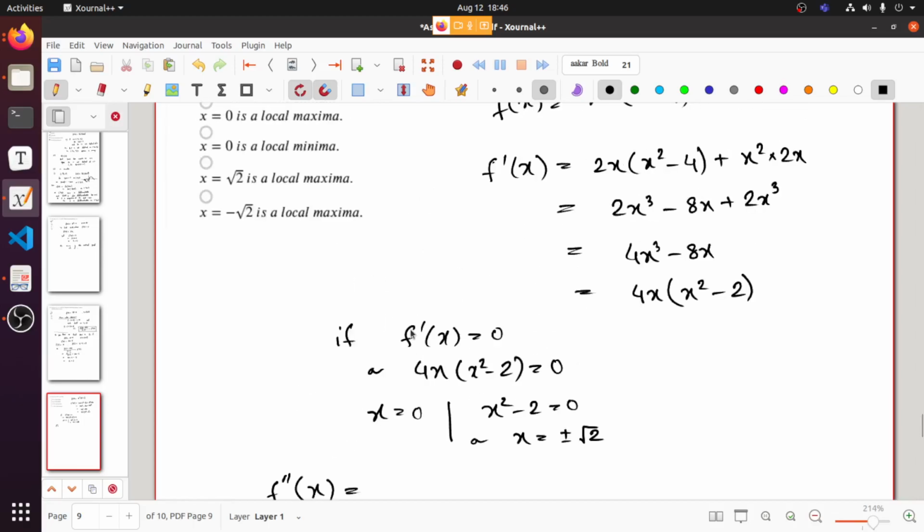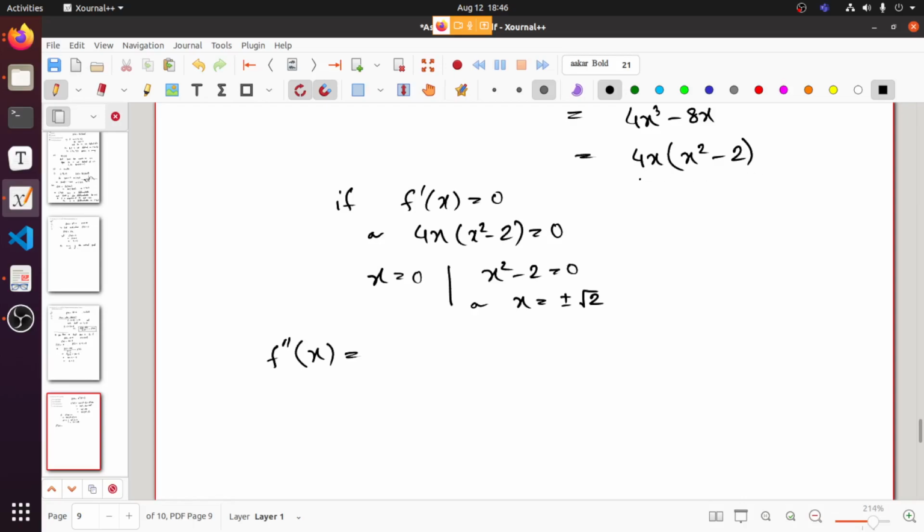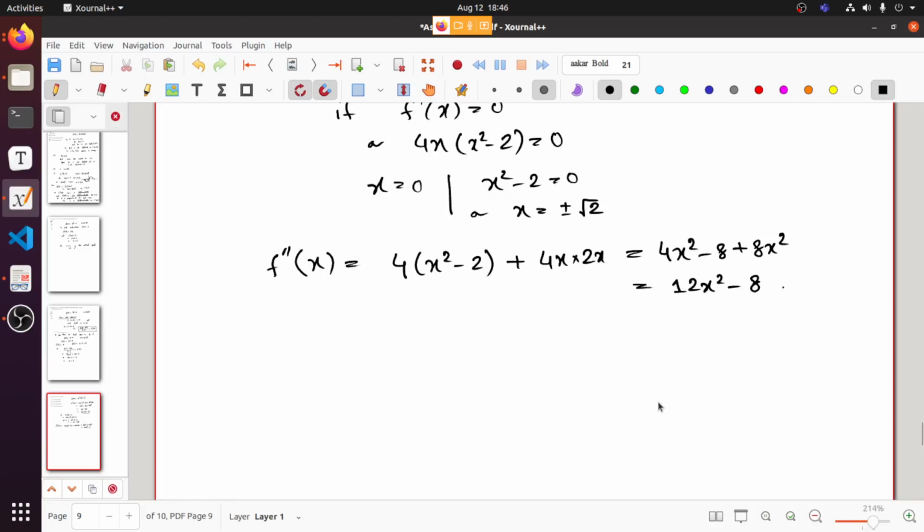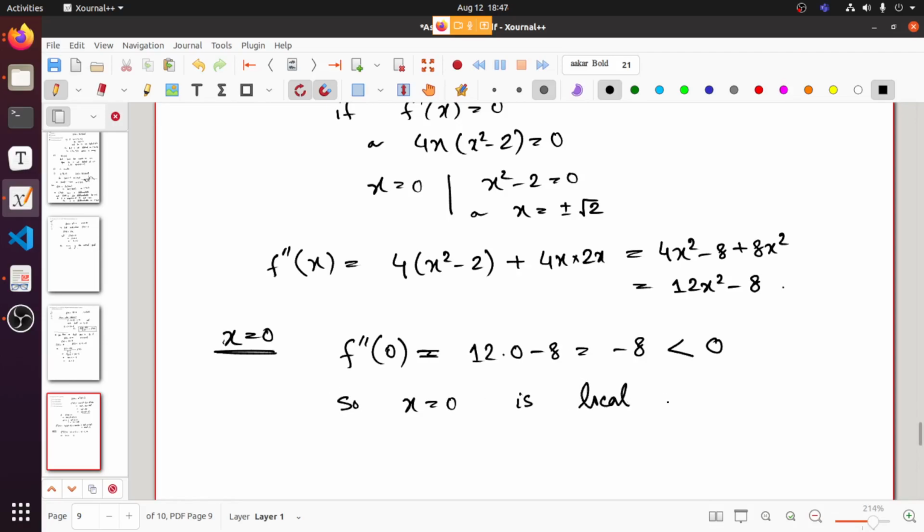So what will be that f double dash x? Because this is f dash x, you find the f double dash x. So it will be 4 into (x square minus 2) plus 4x into 2x, means 4x square minus 8 plus 8x square, or 12x square minus 8. So this is the double dash of x. Now you have to check these 3 points. First check x equals 0. Put f double dash at 0. What will we get? 12 into 0 minus 8, so we get minus 8, right? This is strictly less than 0, so x equals 0 is a local maximum.